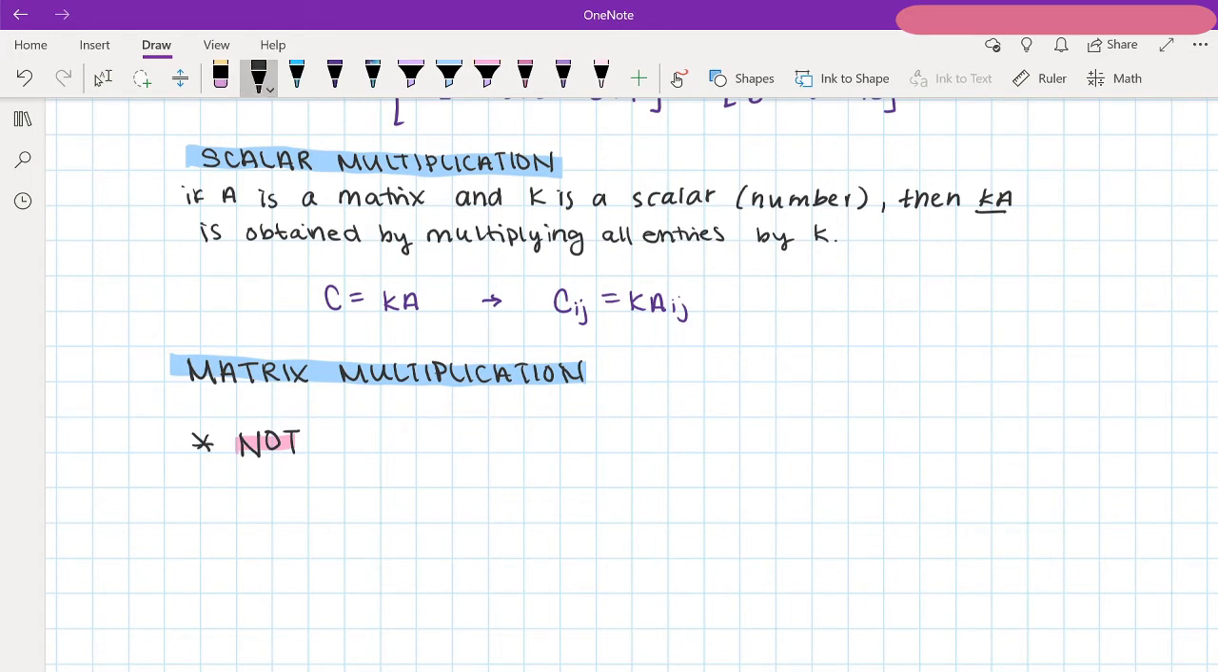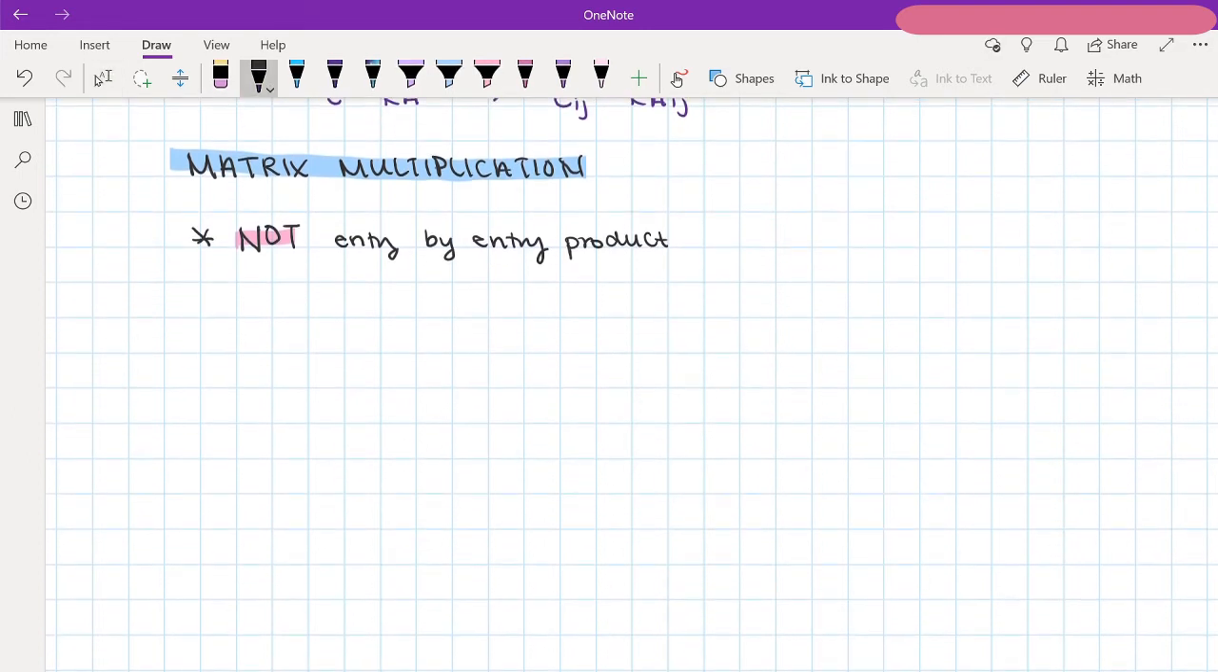What's important about the dot product is that it's not just multiplying each vector by each other. You're multiplying the first entry, so A11 times B11, adding it to A12 times B12, and A13 times B13.